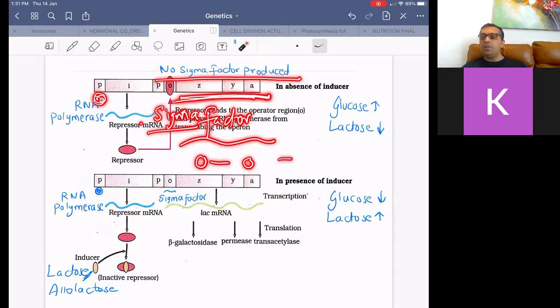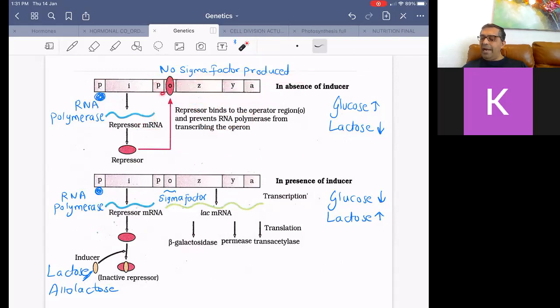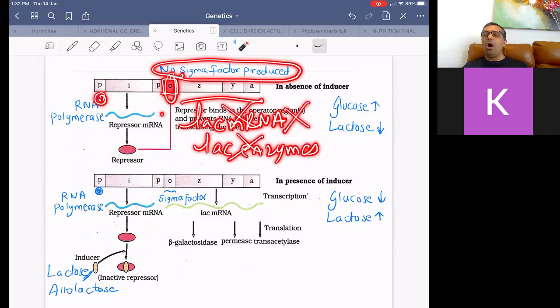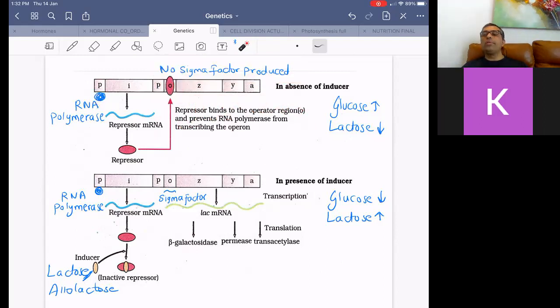But अगर ऑपरेटर जीन के ऊपर रिप्रेसर प्रोटीन आ चुका है तो सिग्मा फैक्टर नहीं बन पाएगा. नो सिग्मा फैक्टर, सो आरएनए पॉलीमरेज cannot go from the promoter gene to the structural gene and cannot produce lac mRNA. तो lac enzymes नहीं बन पाएंगे. नो लैक एंजाइम्स, तो लैक ऑपेरॉन स्विच ऑफ हो जाता है. तो सर, हाउ विल दिस बी कंट्रोल्ड?